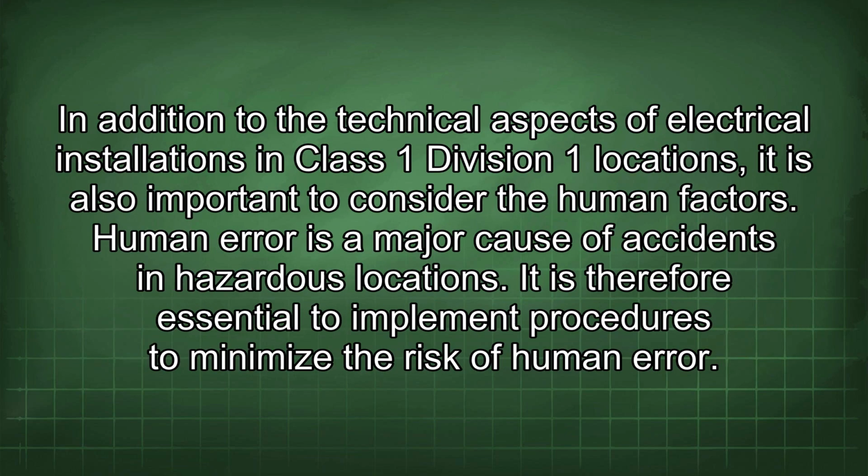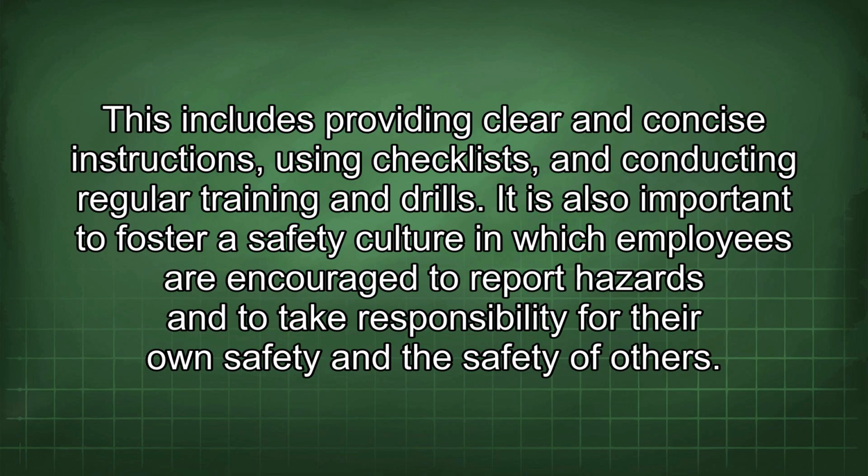In addition to the technical aspects of electrical installations in Class 1 Division 1 locations, it is also important to consider the human factors. Human error is a major cause of accidents in hazardous locations. It is therefore essential to implement procedures to minimize the risk of human error. This includes providing clear and concise instructions, using checklists, and conducting regular training and drills.